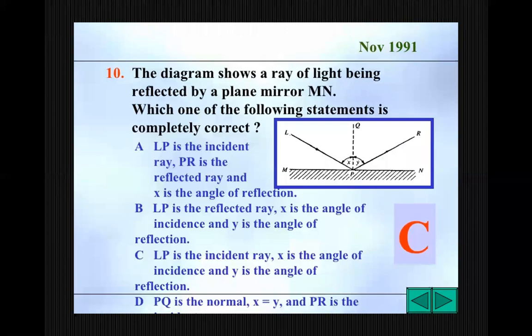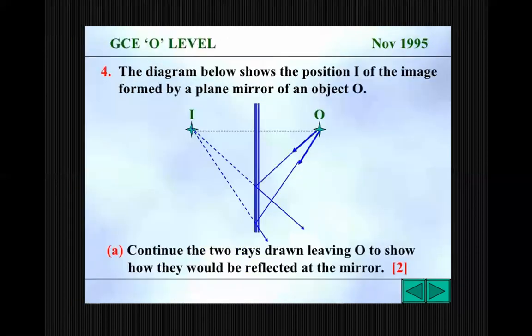The diagram shows a ray of light being reflected by a plane mirror, MN. Which of the following statements is completely correct? We have done it earlier, so girls? Yes. The diagram below shows the position I of the image formed by the plane mirror of an object O.